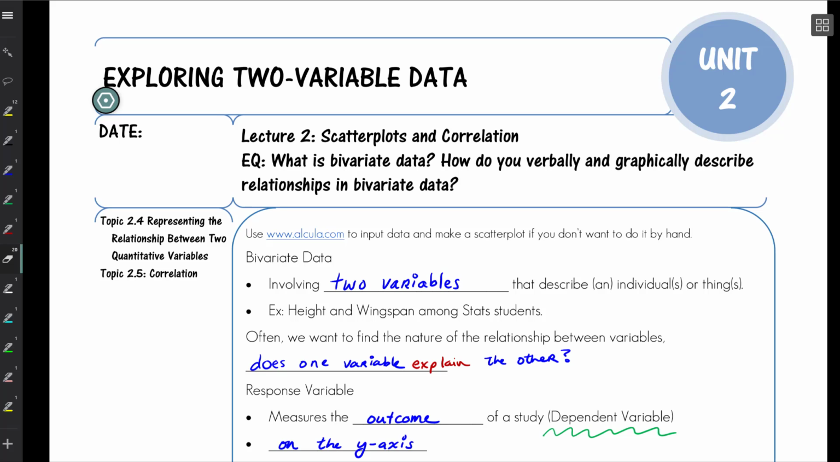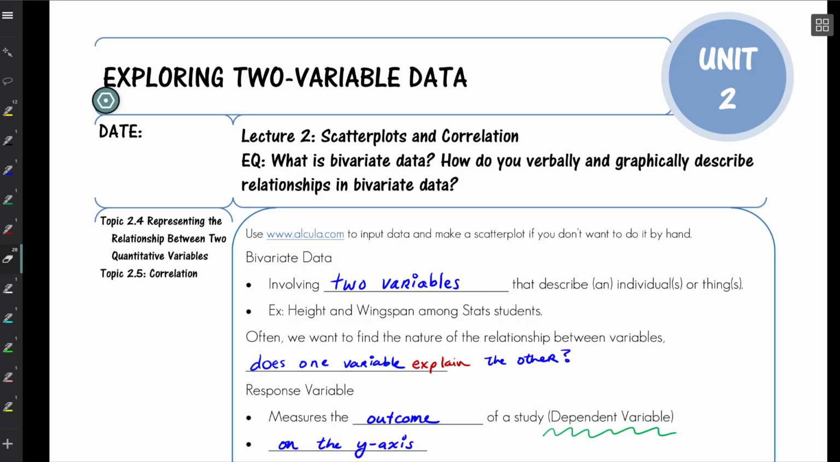Hello everybody, we are going to continue our exploration of two-variable data by looking at scatterplots and correlations. So today we start actually looking at quantitative measurements, but looking at two quantitative measurements as our variables. Our EQ for today is what is bivariate data, and then how do you verbally and graphically describe a relationship in bivariate data? Because ultimately that's what we want to do. We want to be able to describe a relationship between two different variables for any given individual.